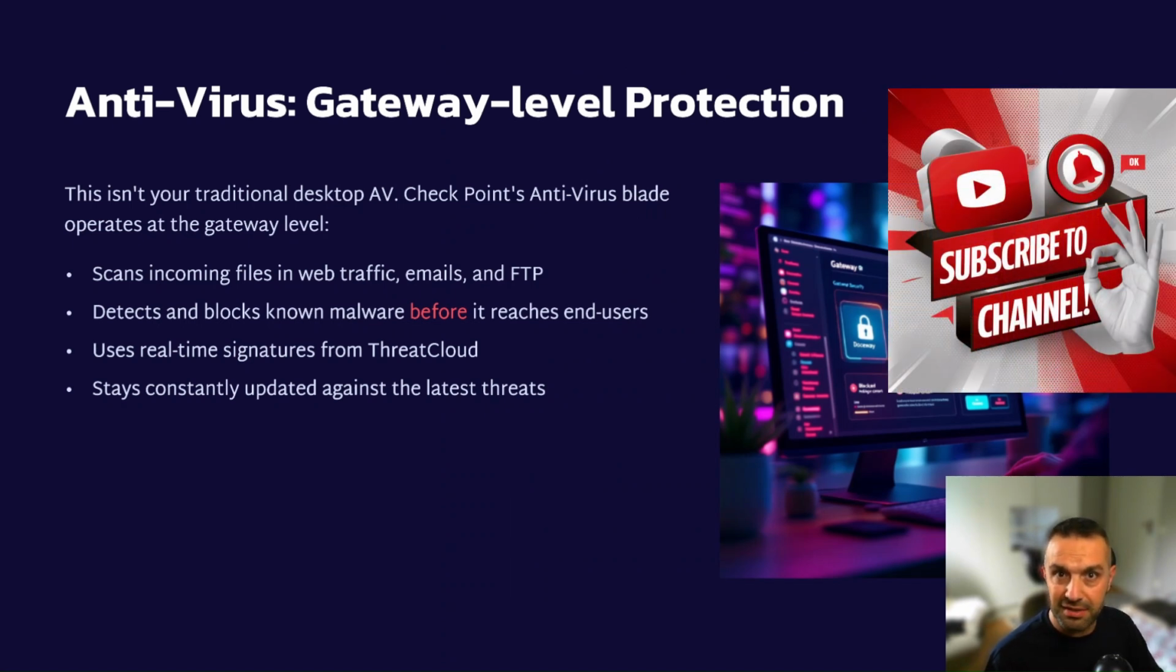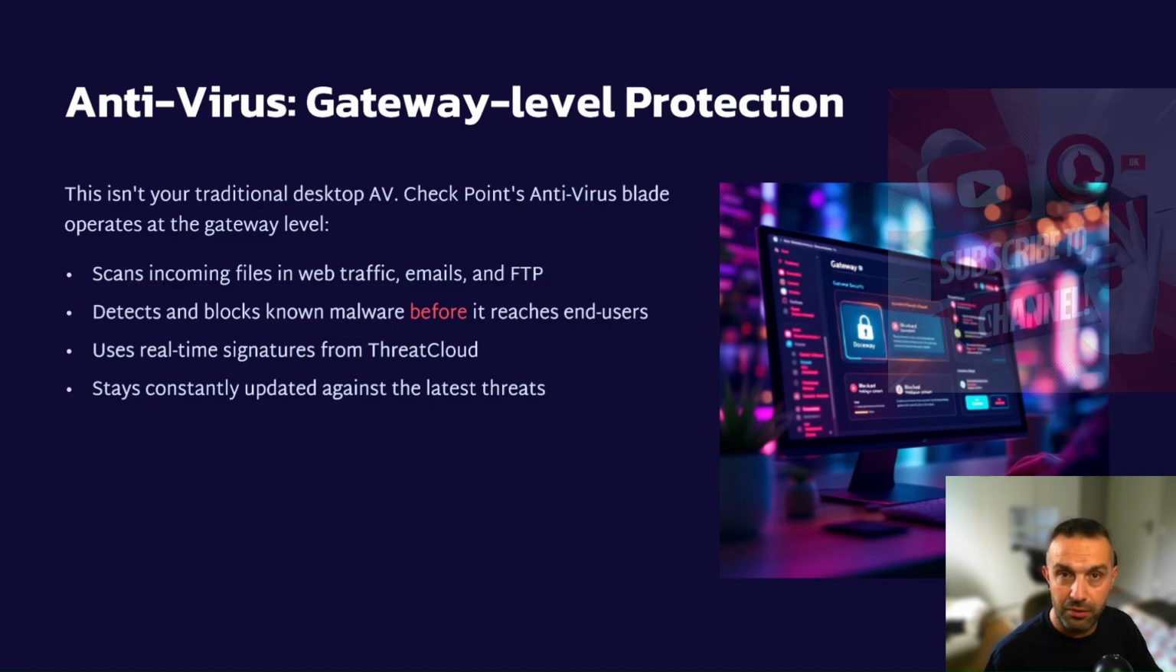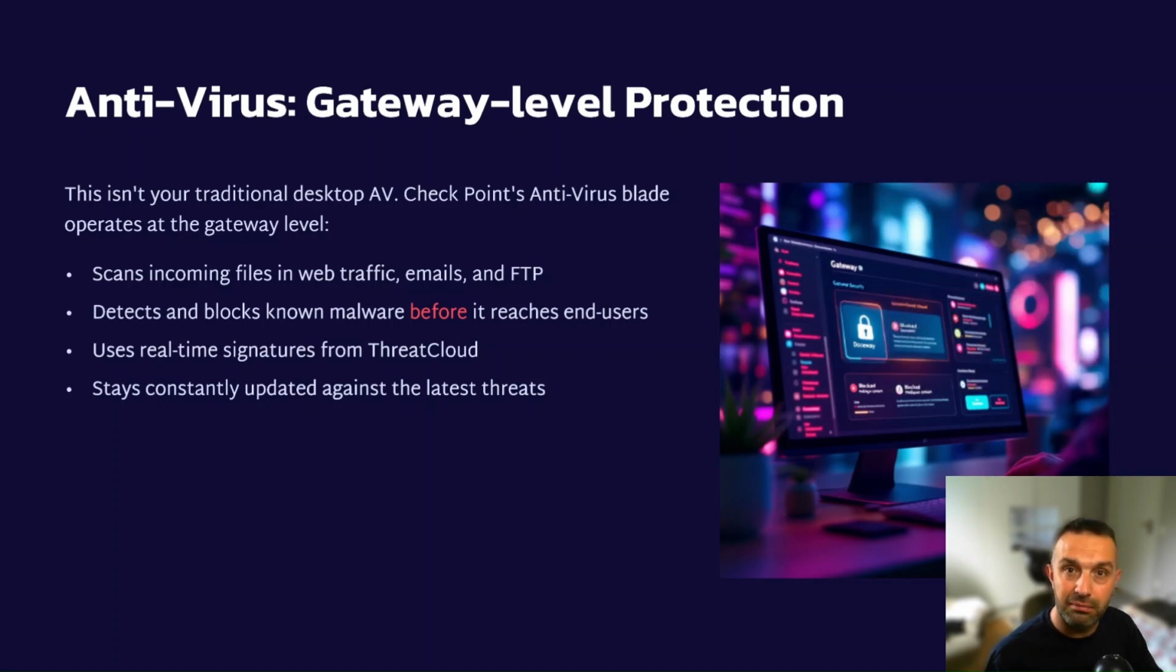So next we have our antivirus. But this isn't your traditional desktop antivirus. Check Point's Antivirus Blade operates at the gateway. It scans incoming files in web traffic, emails, and FTP to detect and block known malware before it ever reaches the end user. It uses real-time signatures from ThreatCloud to stay constantly updated against the latest threats.